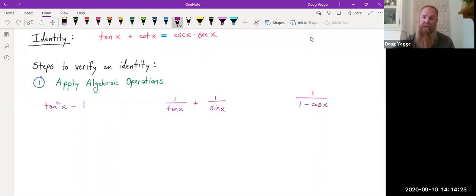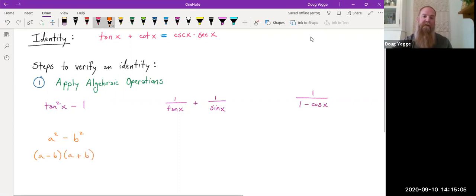An option that is often bypassed or forgotten about when we're verifying identities, because most people just think that they need to apply only the fundamental identities, is algebraic operations that are always possible. So here we have three different expressions that we could apply algebra on because of their form. The first thing we should recognize is that tangent squared x minus 1 looks very similar to a squared minus b squared. And so I know that I'm able to factor a squared minus b squared into a minus b times a plus b.